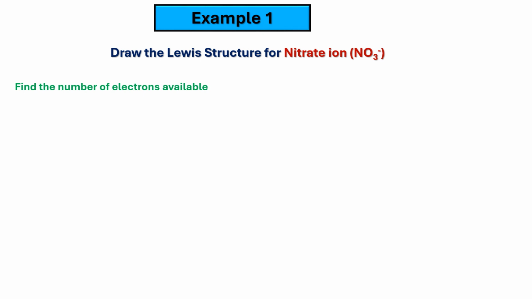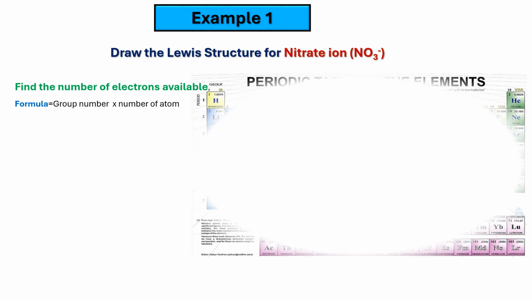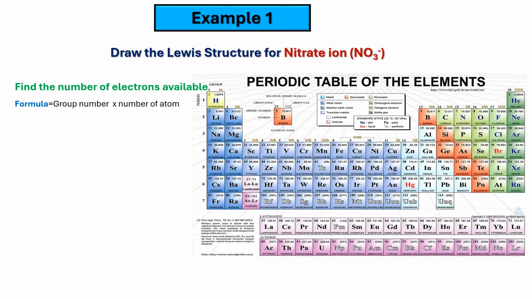We need to find the number of electrons that we have available. And we use the formula group number times the number of atoms. So we bring the periodic table and we can see that nitrogen is in group 5A, and we only have one nitrogen. So 5 times 1 gives us 5 electrons. So nitrogen provides 5 electrons.